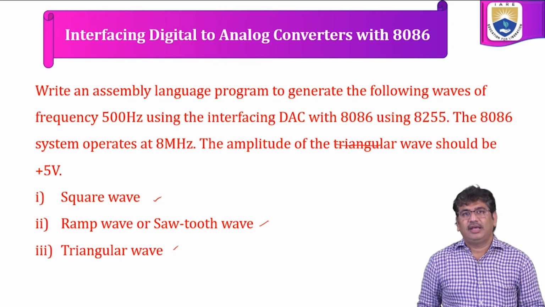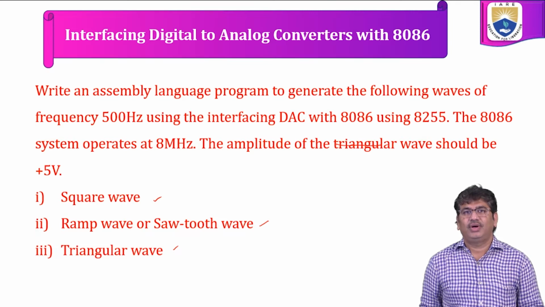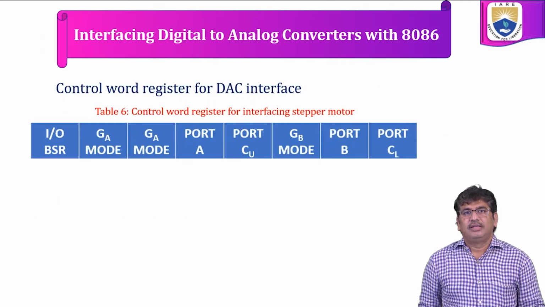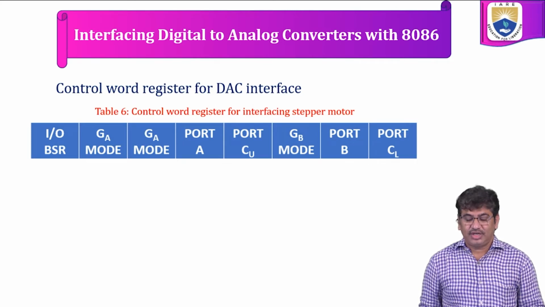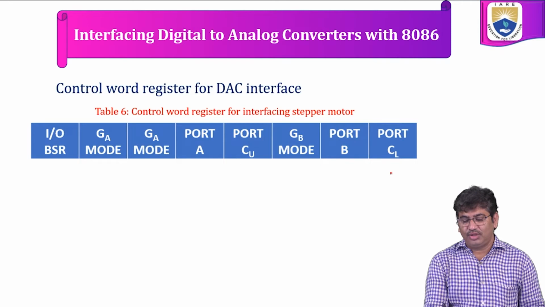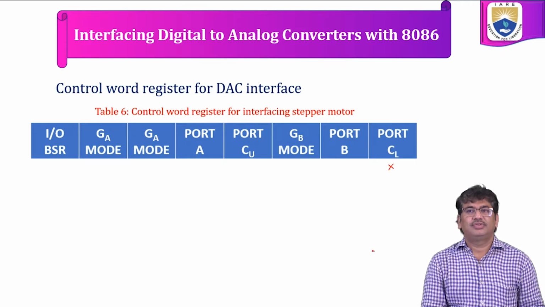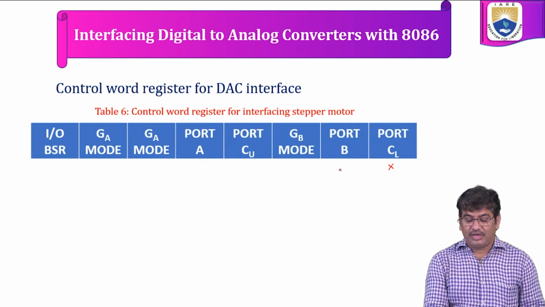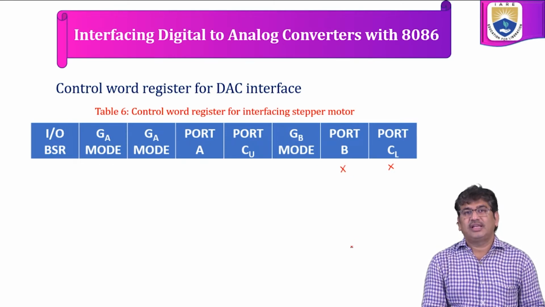Before writing the assembly language program, first we have to find the control word register value for 8255. The general format for the 8255 control word register is shown in table 6. The LSB is port C. In this example, we are not using port C, so this bit is a don't care. Port B also we are not using, so this bit is also a don't care for interfacing the DAC.